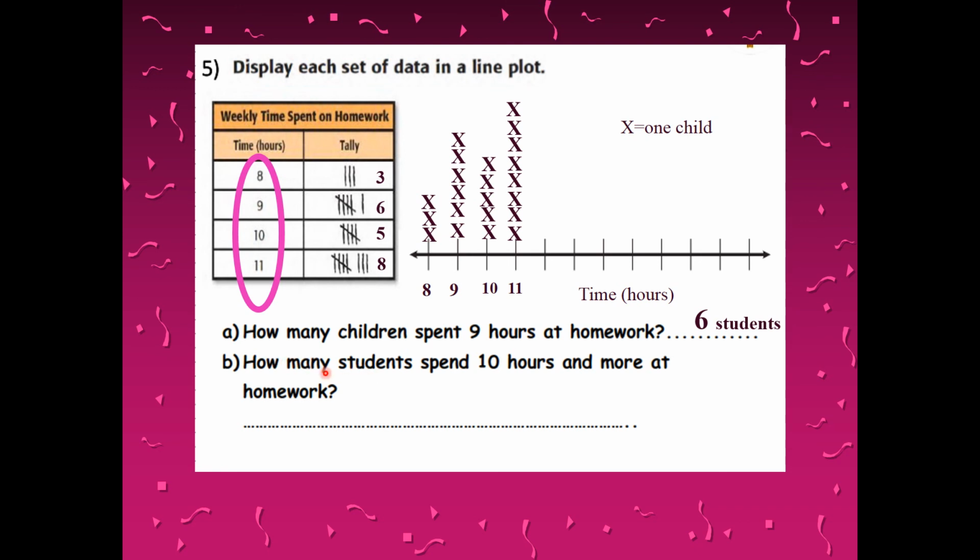Here, how many students spend 10 hours and more? So 10 and more, so 10 and greater than 10. What is greater than 10 here? It's 11. So we're gonna count how many x's, how many children on 10 and 11 together. In 10 we can find 5, and in 11, 8. So 5 plus 8, it will be 13 students.